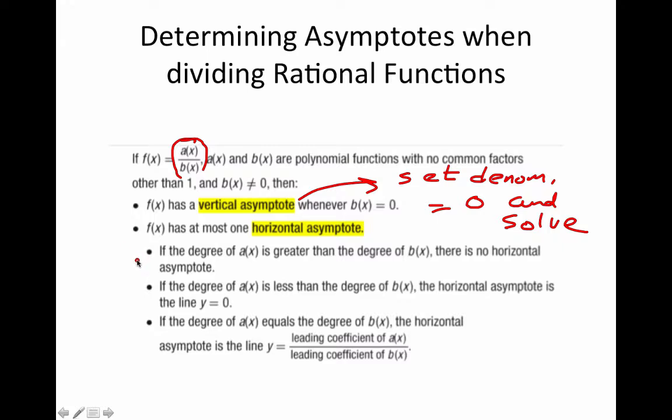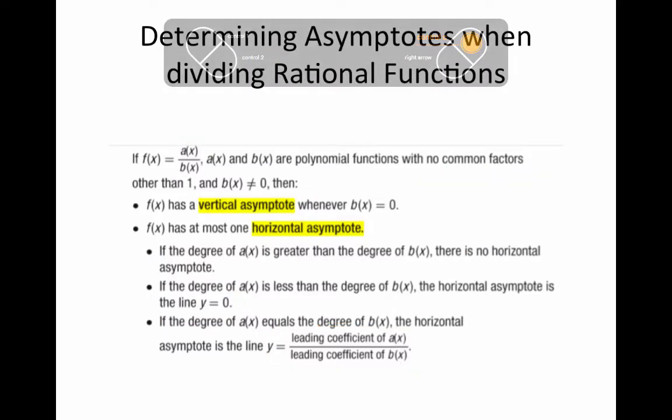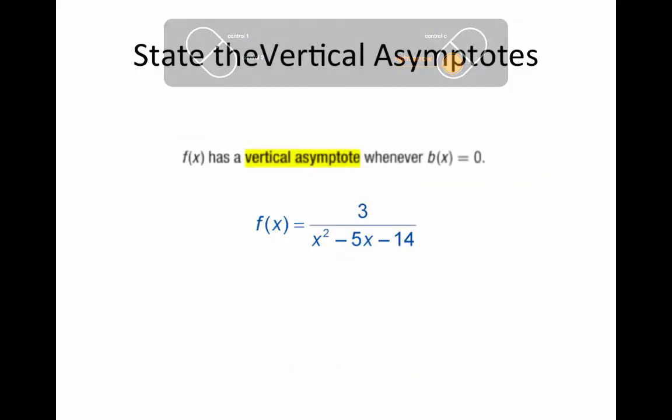And then there's 3 scenarios for horizontal. And rather than just talking about them, it's better to actually do them. There's one scenario where there's no horizontal asymptote. There's one scenario where the horizontal asymptote is equal to 0. And there's one scenario where we have to simplify the lead coefficients. Okay, so there's 1, 2, 3 things that will happen. Let's take a look at all those, otherwise it's just confusing to talk about without looking at them.